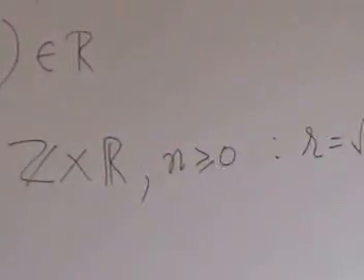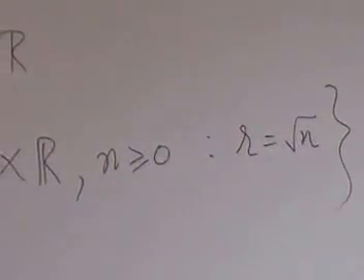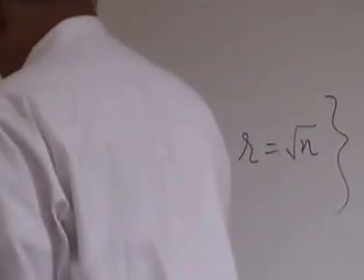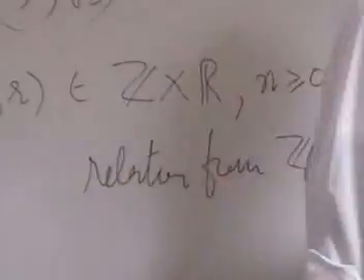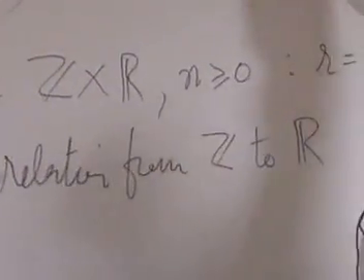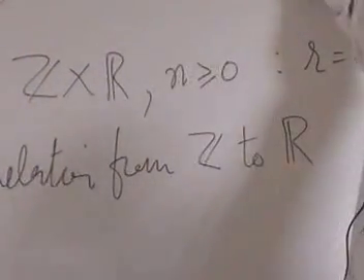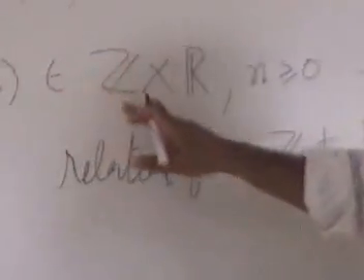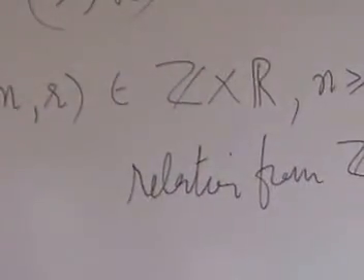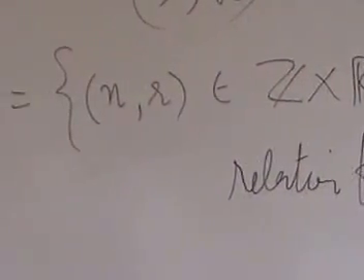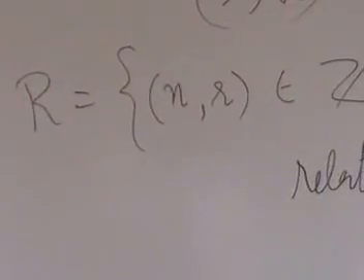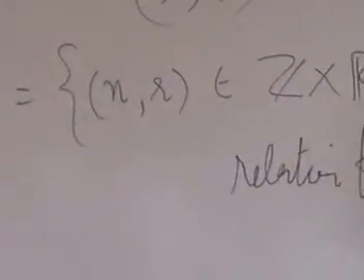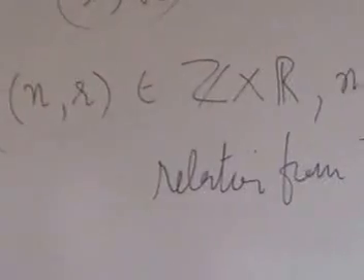This is again a similar thing. It can be thought of as a relation from Z to R. So in this relation, every n is related to somebody in R, whereas in this relation, not every n in Z is related to somebody in R. All the negative fellows have no relation. Only non-negative fellows have relations. Okay. Some of the very standard examples.